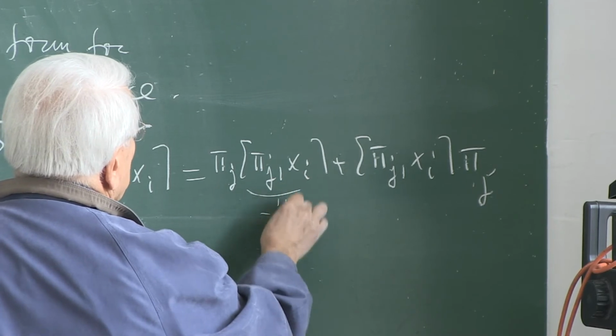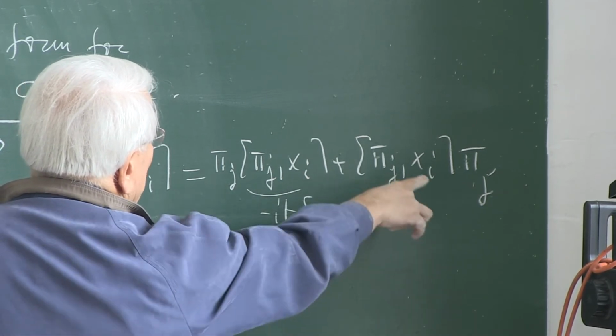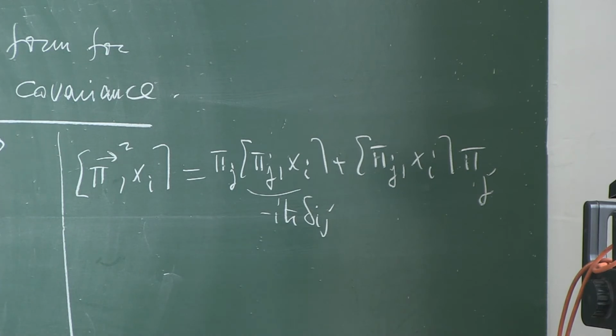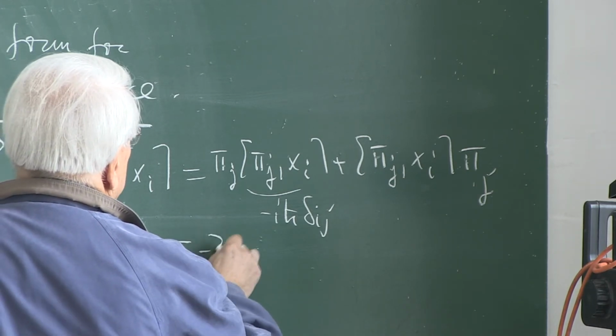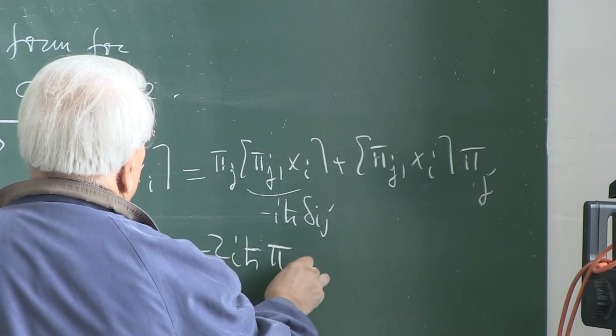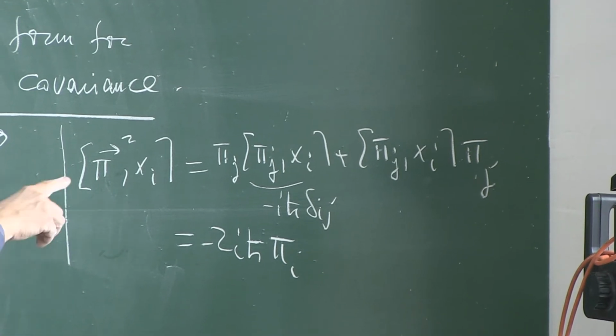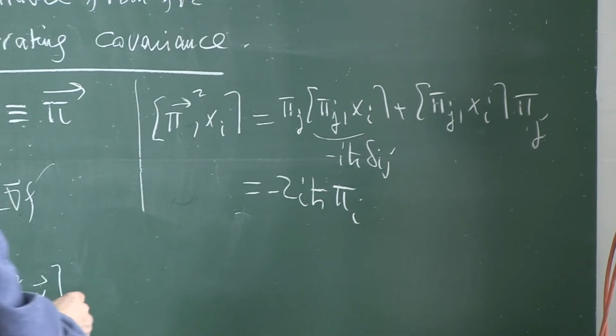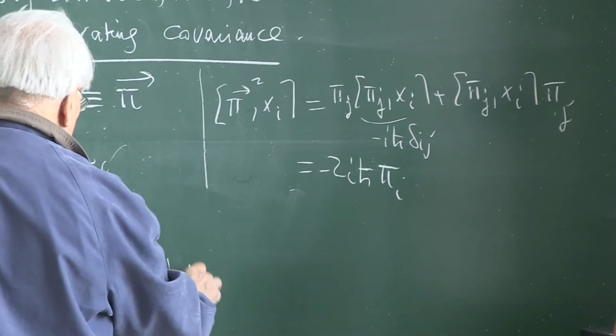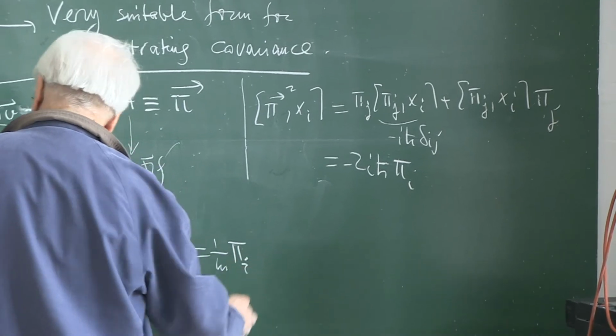So what is it? Minus i h bar delta_ij. Similarly, minus i h bar delta_ij. You have twice of them. Therefore, minus 2 i h bar pi_i. So the commutator of pi squared with x_i is minus 2 i h bar pi_i. If we substitute this in here, so what do we get? The 2 cancels the 2. h bar over i cancels this. So it is 1 over m pi_i.